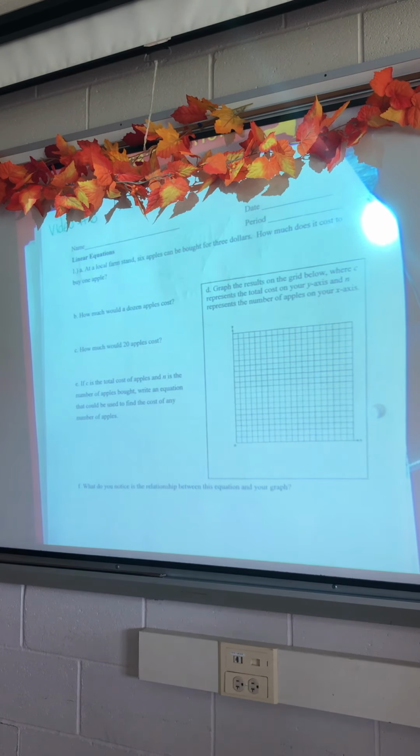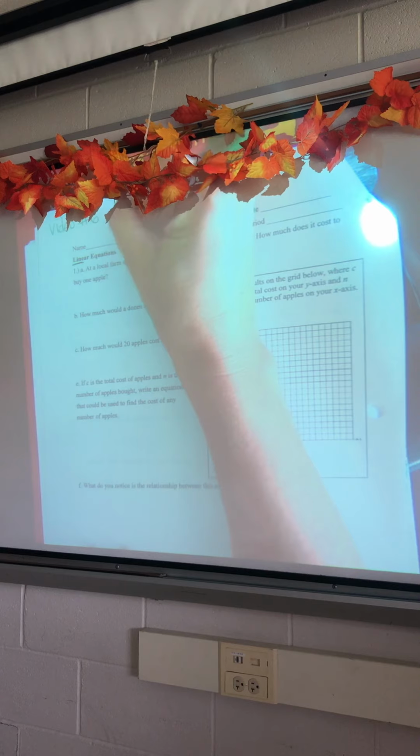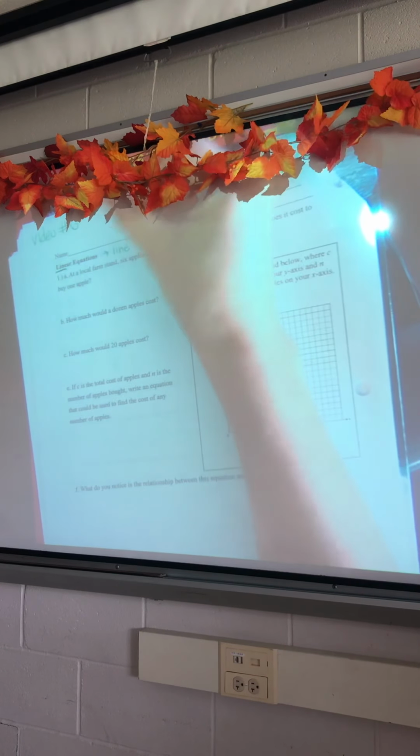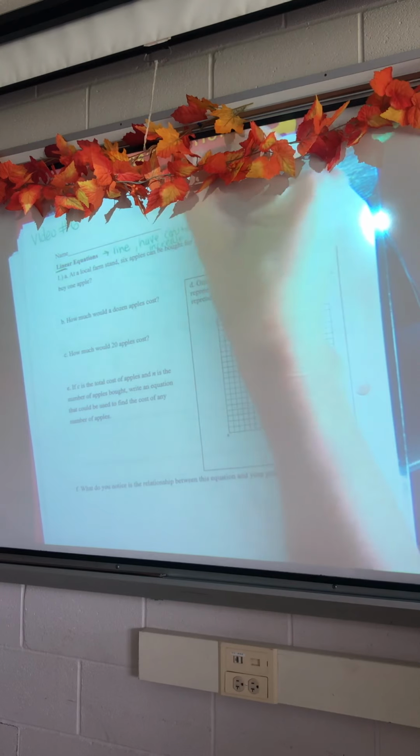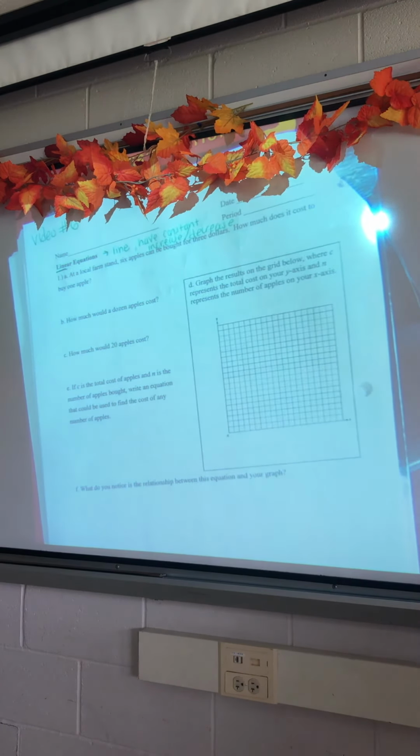So if we're looking at linear equations, the really important things to know are, if you look at the word linear, it says line right in there. So linear equations mean line, and they have a consistent or constant increase or decrease. So if we're talking about linear equations, it just means a line, and they have a constant increase or decrease.